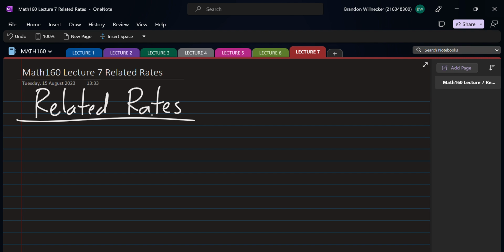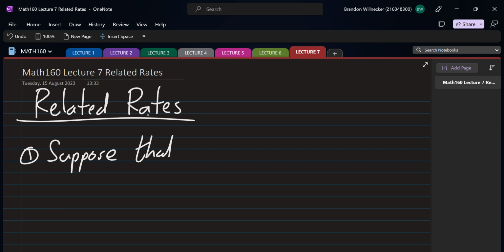Please go through the tutorials with the practice problems so that you get an idea of what you can do for some unseen problem. But for now we're just going to be going through two more examples on related rates. So number one.